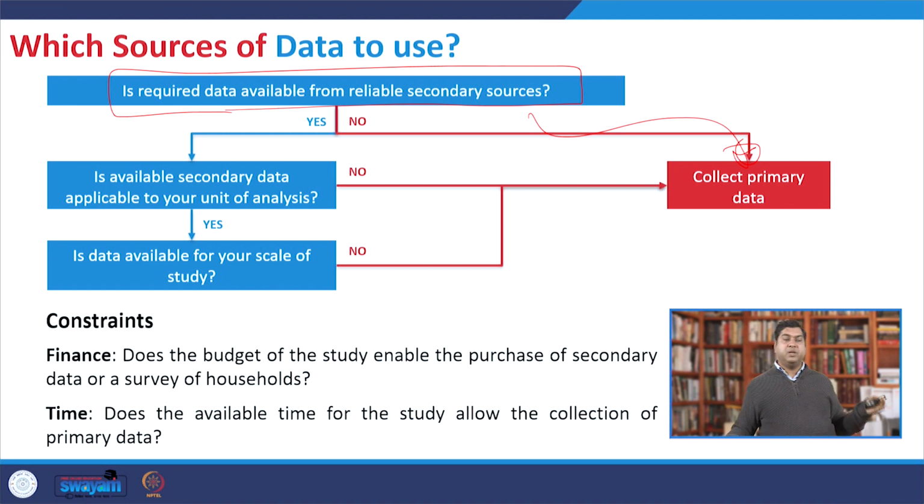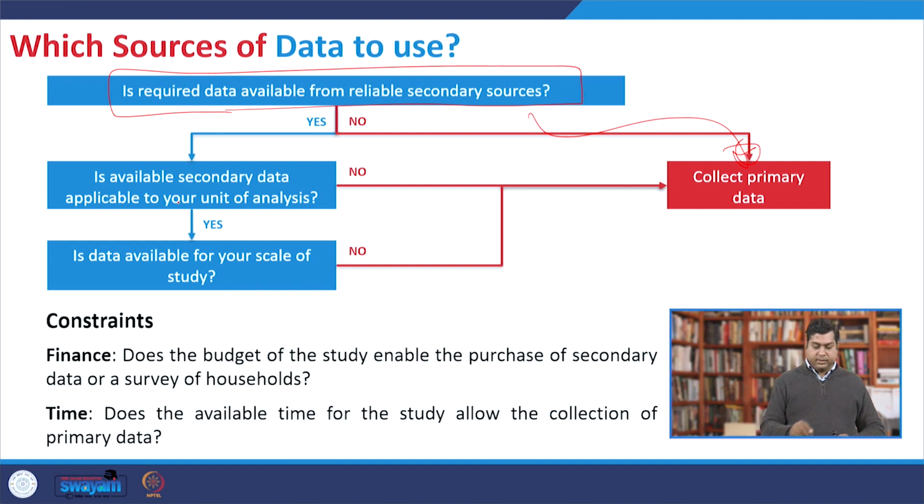It may be any of these. Say data is available but not at my desired level. What level is the data not available at? Maybe the census data are not capturing certain information which is required for my study. I then have to go for primary collection.